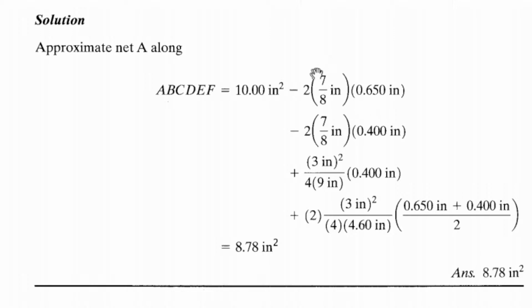Okay? With this distance, there are 2 holes with this distance and another 2 holes with this. This is thickness. Thickness of the flange. Thickness of the web. Take note.